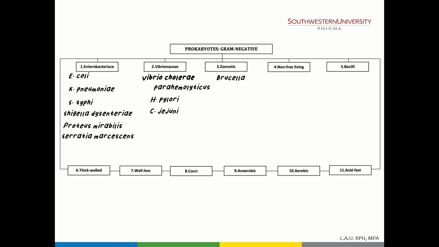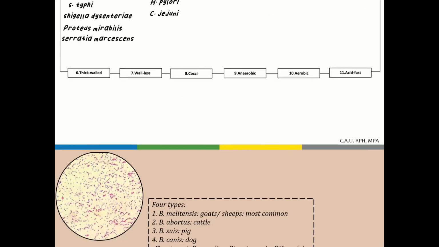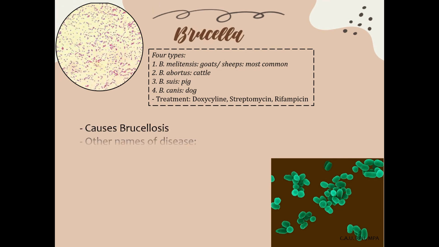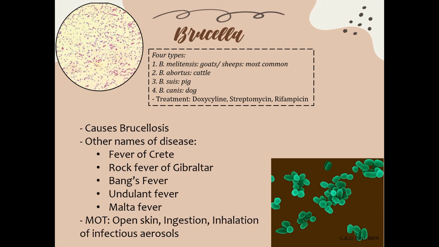The first bacteria belonging to this group is Brucella. Depending on where it came from, their name also links to it. If it came from goats or sheep, which is the most common type of Brucella, we call it B. melitensis. If it came from cattle, it is B. abortus. If pig, we call it Brucella suis. If dog, we call it Brucella canis. And all of these types can be treated with doxycycline, streptomycin, and rifampicin.